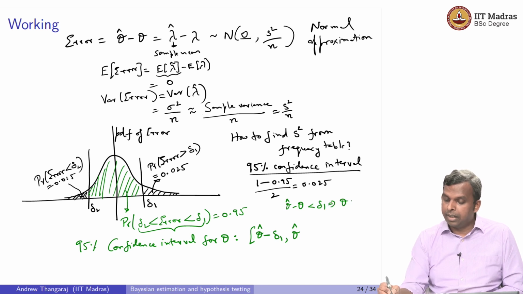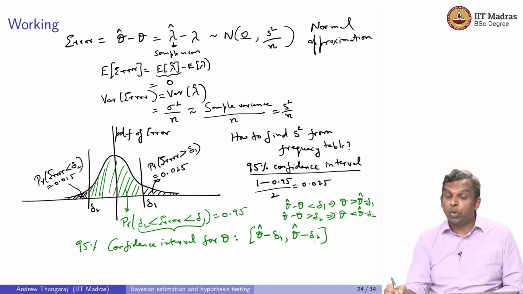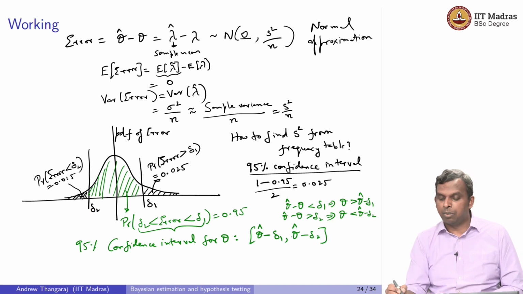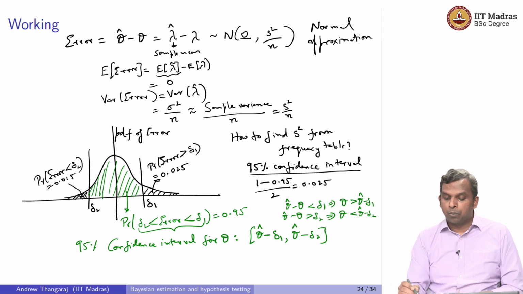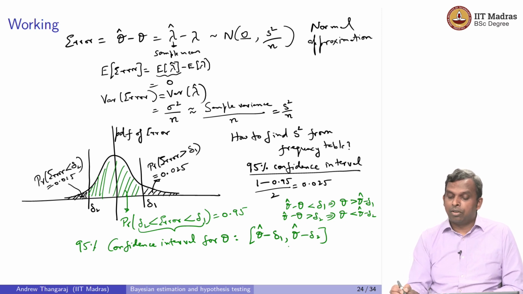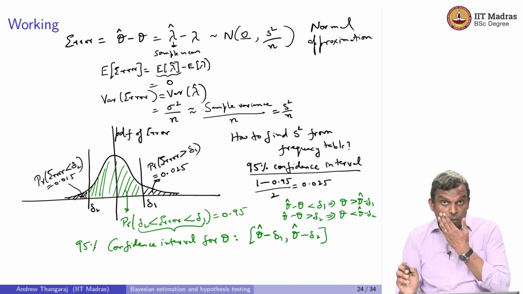So, which implies theta is greater than theta hat minus delta 1, and theta hat minus theta is greater than delta 2, which implies theta is less than theta hat minus delta 2. So, it is between this and this. Remember delta 2 will actually be negative in most cases. So, this will be actually above, this will be below. Okay. So, this is the confidence interval for theta. Okay. So, hopefully this is clear.